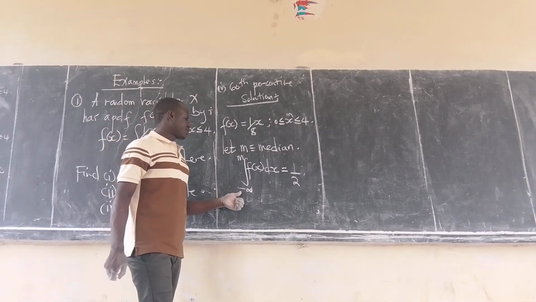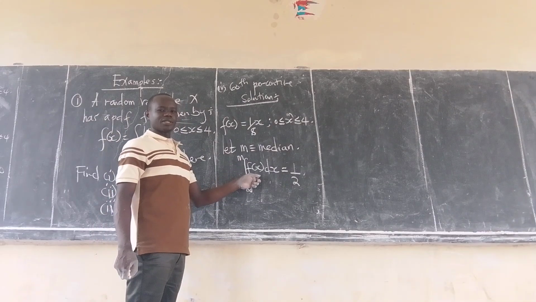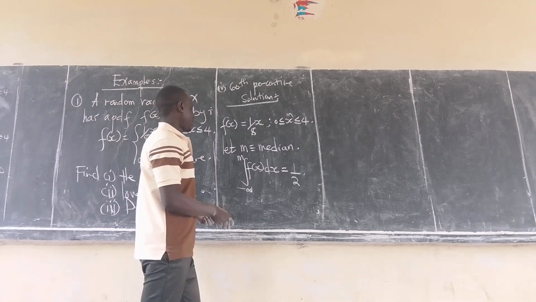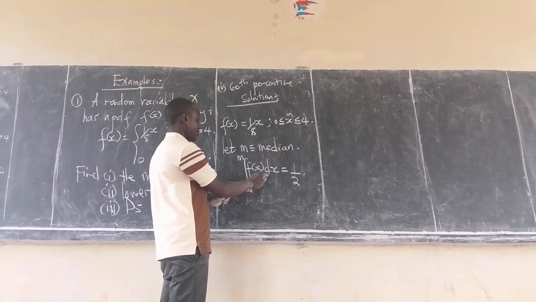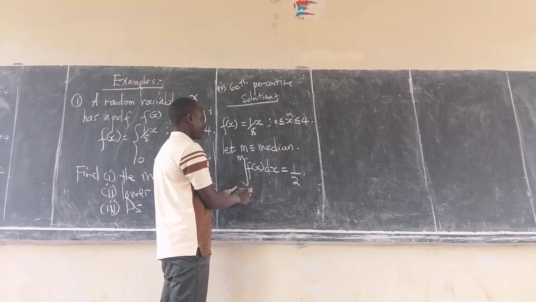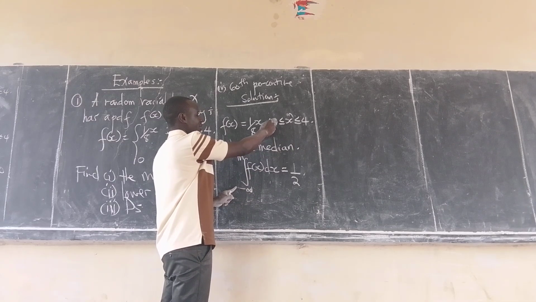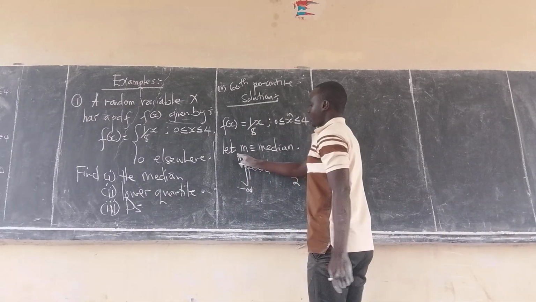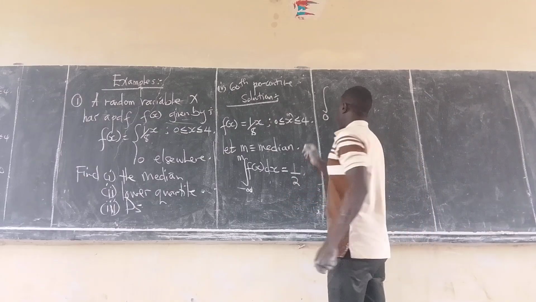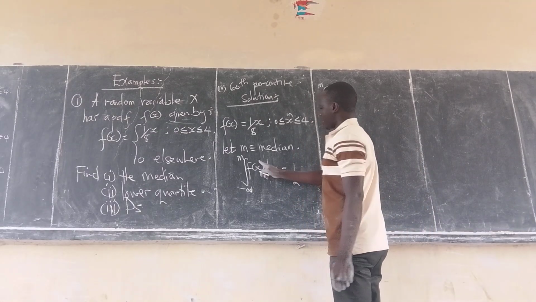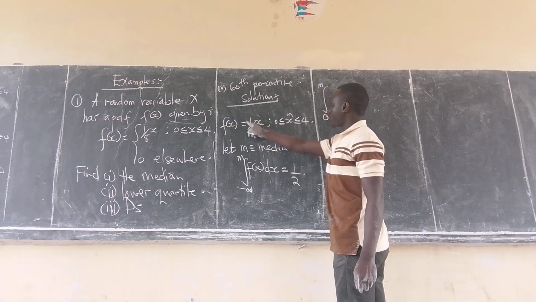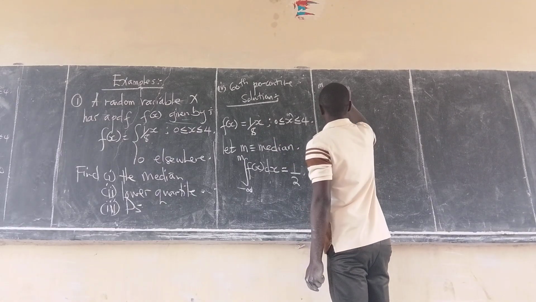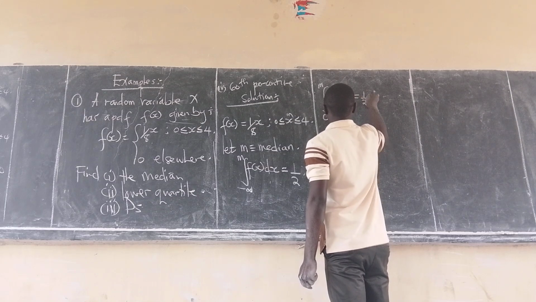So when you integrate from negative infinity to the median value, integrating f of x with respect to x, the answer should be a half. Now where there is negative infinity in this formula, you remove it and you put a 0. So you integrate from 0; where there is m, you leave it because it is what we are looking for, m. Where there is f of x, you remove it and you put this. So it is 1 over 8x dx. The answer should be a half.